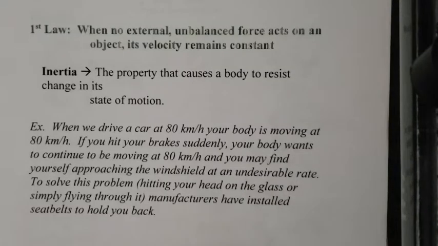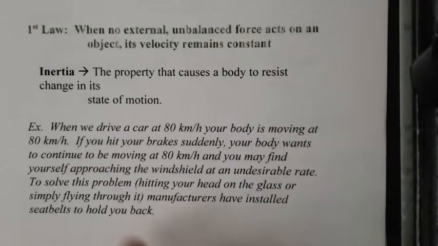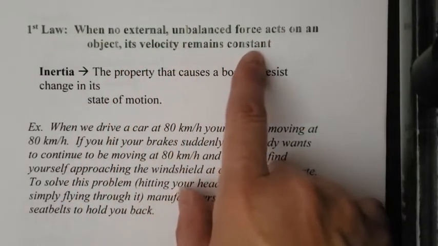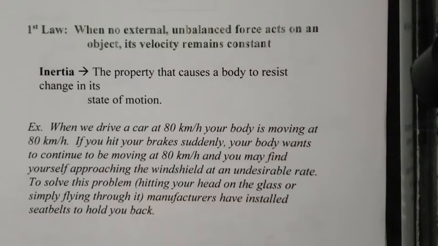Newton came up with three laws. Newton's first law of motion states that when no external unbalanced force acts on an object, its velocity remains constant. And we can do two examples of this.